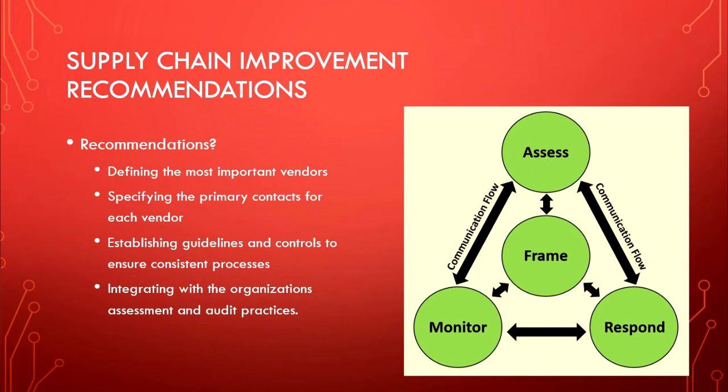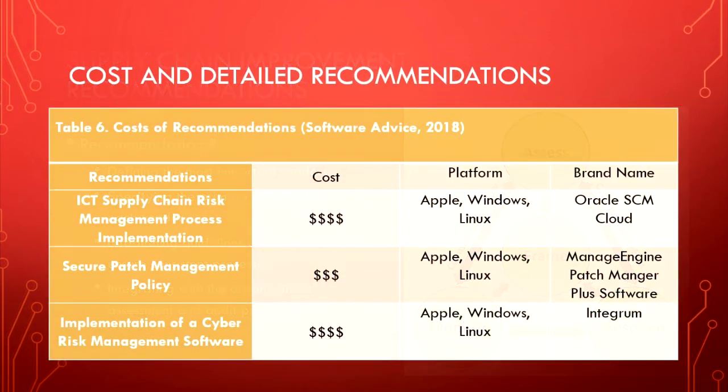Now, it's not only important to understand what we're specifically looking for as far as improving our software, improving the supply chain, and how we're going to mitigate risk in both software and supply chain. We need to understand how much it's going to cost us. So specifically, let's take a look at the cost and the detailed recommendations that we are going to push forward here.